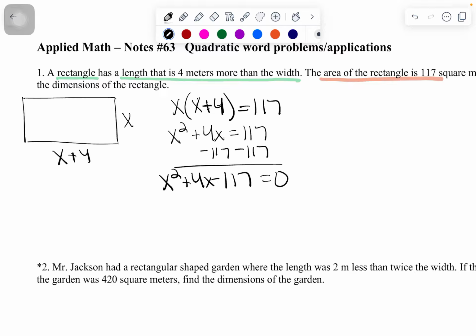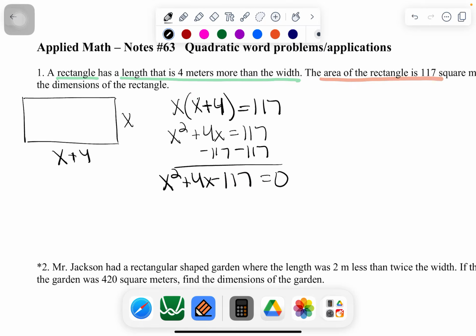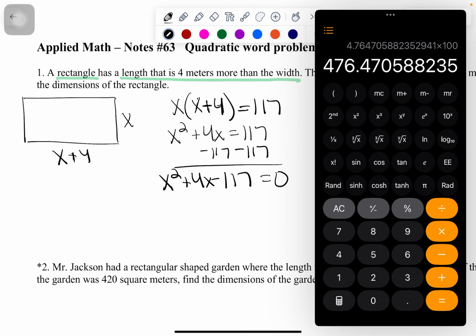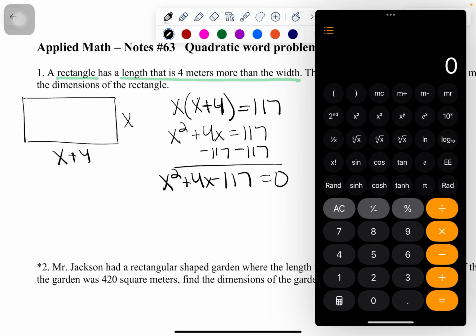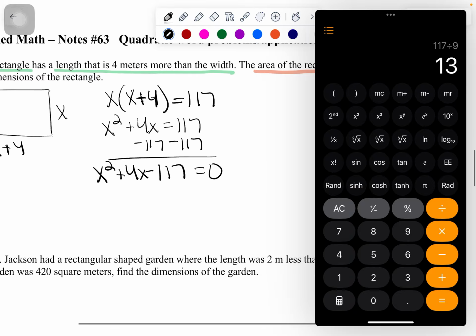Now, I am going to attempt to factor this. 117 is not the easiest number in the world to work with. I am going to pop up a calculator here. I've got a feeling 117 is divisible by 3. Okay, cool. Which also means that 117 is divisible by 9. So 9 and 13.